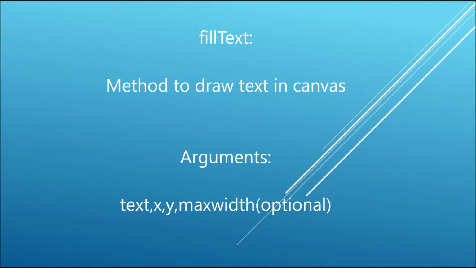Then what arguments does it take? The first one is text, what text you want to draw on Canvas. Then its x and y coordinates, where you want to display that text. And the fourth one is an optional maximum width. That's the width of the text, basically how far you want the text to extend.